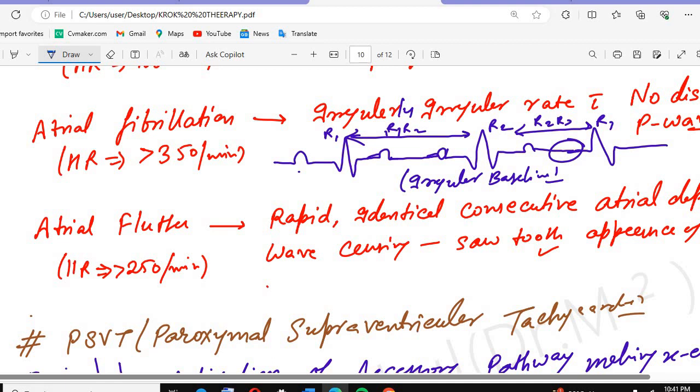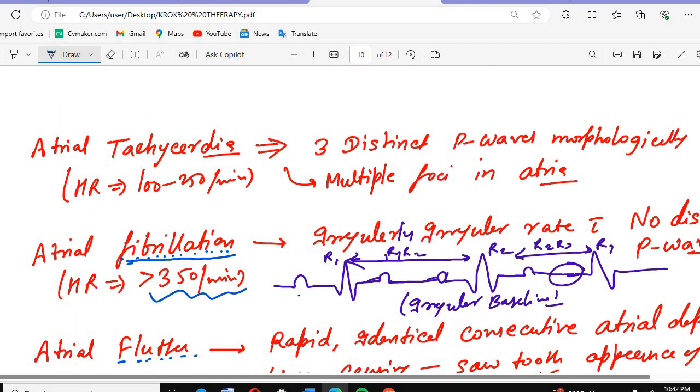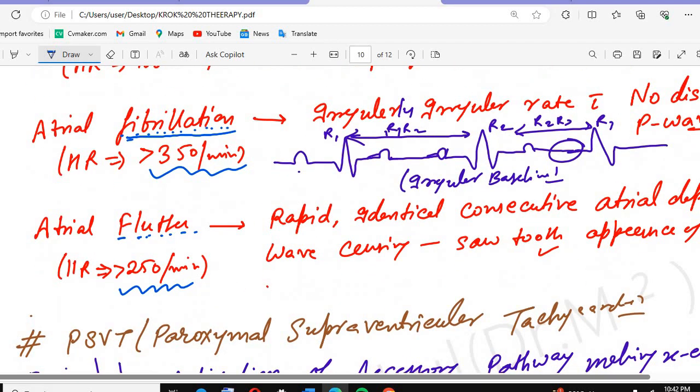Look, what is flutter? Flutter is 1 2 1 2 3 4 5 6 7, okay. Fibrillation is 1 2 3 4 5 6 7 8 9 10 11 12, okay. So it is the big word, so that's why the heart rate will be more. In flutter we have fewer words, so we have a lower heart rate. Tachycardia means 100 to 250, so more than 250 is flutter, and more than 350 you will have fibrillation, okay.